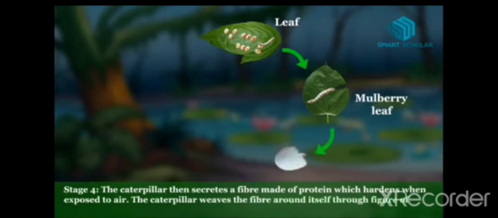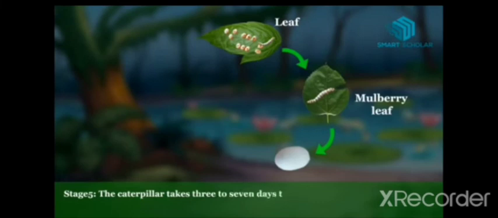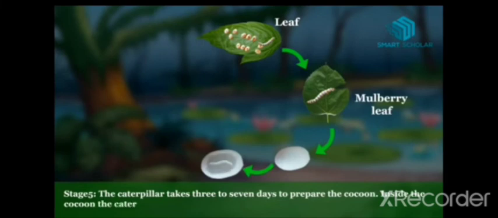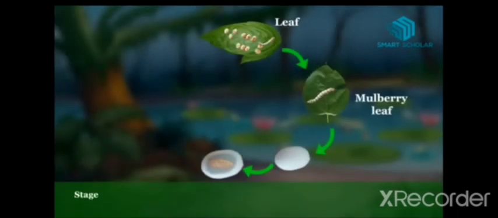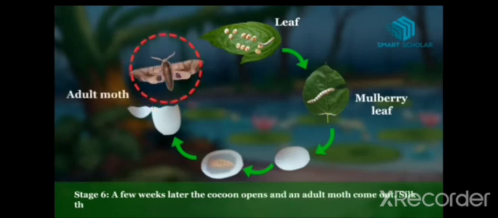The caterpillar weaves the fiber around itself through a figure of 8 movement of its head, forming a cocoon. Stage 5. The caterpillar takes 3 to 7 days to prepare the cocoon. Inside the cocoon, the caterpillar changes into a pupa. Stage 6. A few weeks later, the cocoon opens and an adult moth comes out.